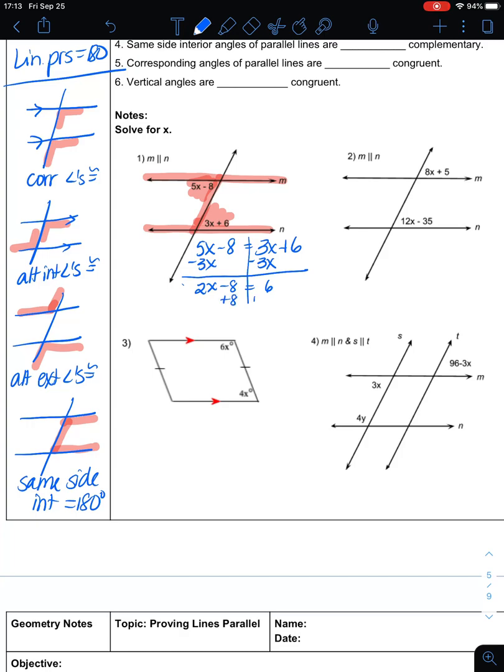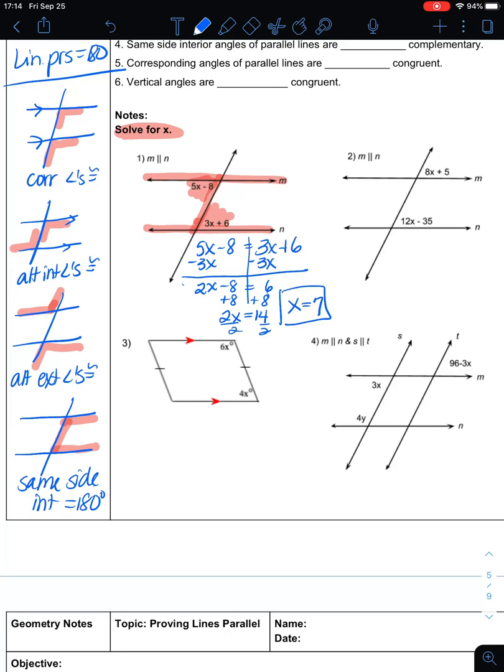I need to get the x by itself, so I have to keep moving things. So I'm going to add 8 to both sides. Now I have 2x is equal to 14. If I divide both sides by 2, I get that x is equal to 7. And since it only asked me to solve for x, I can stop there.